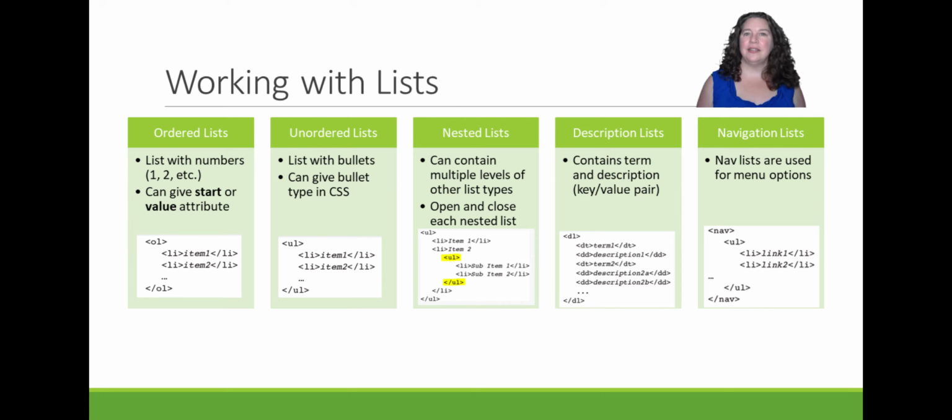Now, there are technically 5 different types of lists that we're going to discuss. The third one is kind of a grouping, and nav bars are kind of the same as unordered lists. So there's really only 3, but let's go ahead and describe them.